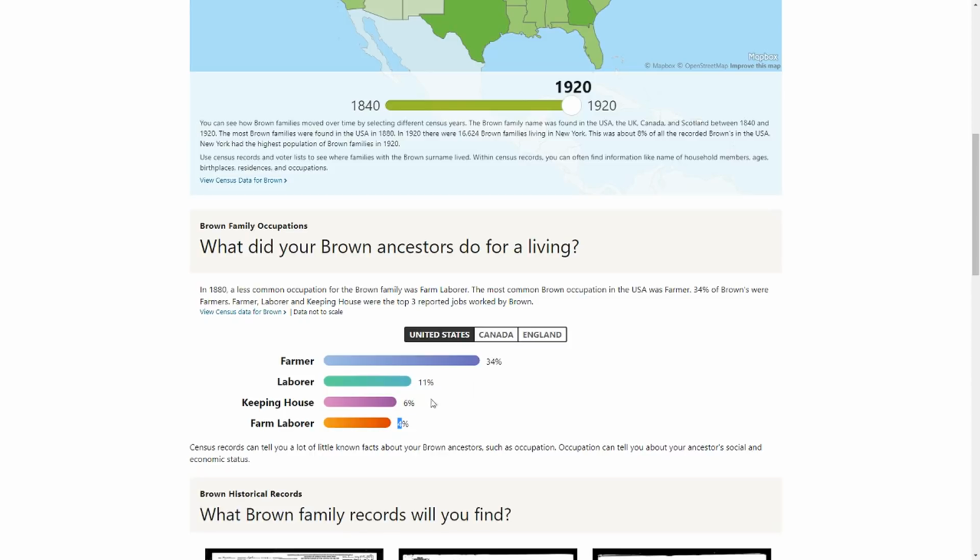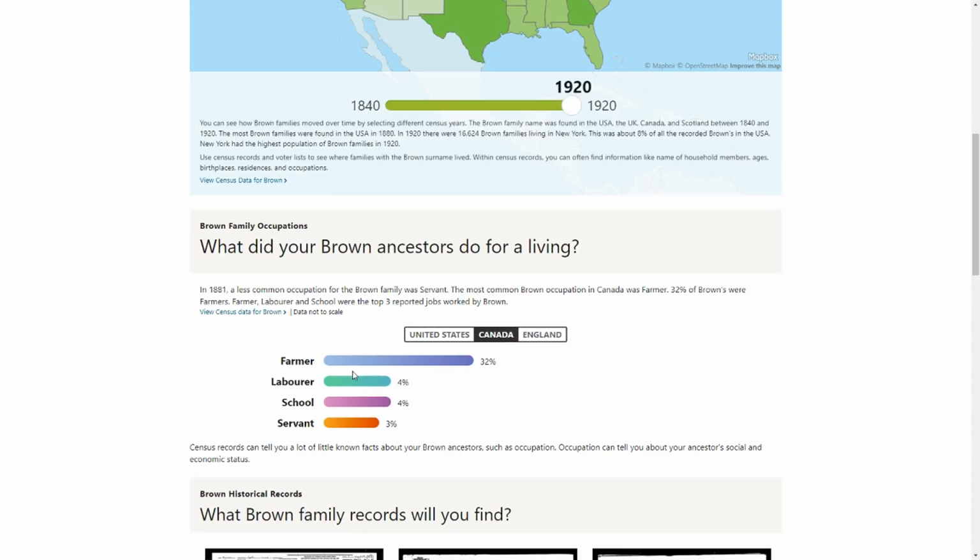So you can tell that the farmers, 34%, had their own farm, 4% worked on a farm, probably the children, and then laborer, 11%, and keeping house, which is typically what they listed for the spouses, at 6%. So that kind of gives you information there. And then it gives you the stats.